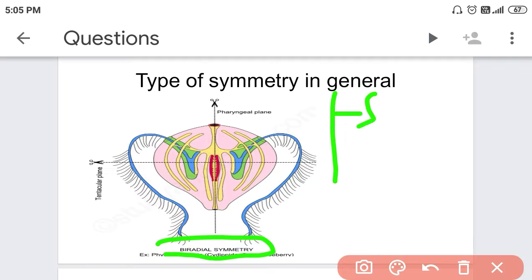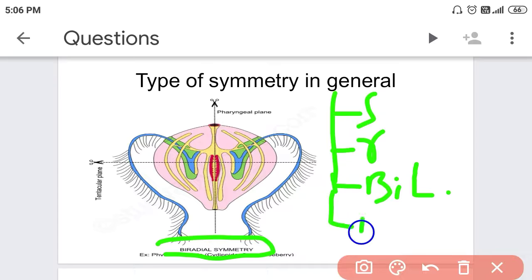So what other types of symmetries are there? First is spherical symmetry, second is radial symmetry, third is bilateral symmetry, fourth is biradial symmetry. Okay? So the examples of spherical symmetry are Volvox or other protozoans, radial symmetry in Coelenterata, bilateral symmetry in Annelida and Arthropoda, and biradial symmetry in Ctenophora.